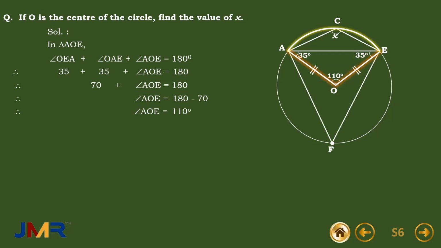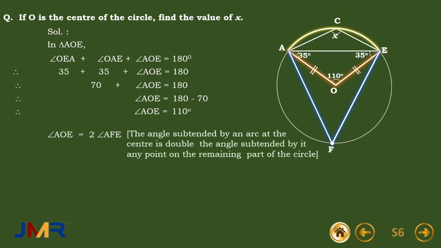Construct an angle AFE. Now, this angle AOE is twice that of AFE. Why? Because the angle made by an arc at the center is double the angle made by the same arc at the circumference. Therefore, angle AOE is equal to 2 times angle AFE. 110 is equal to 2 times angle AFE. Angle AFE is equal to 55 degrees.